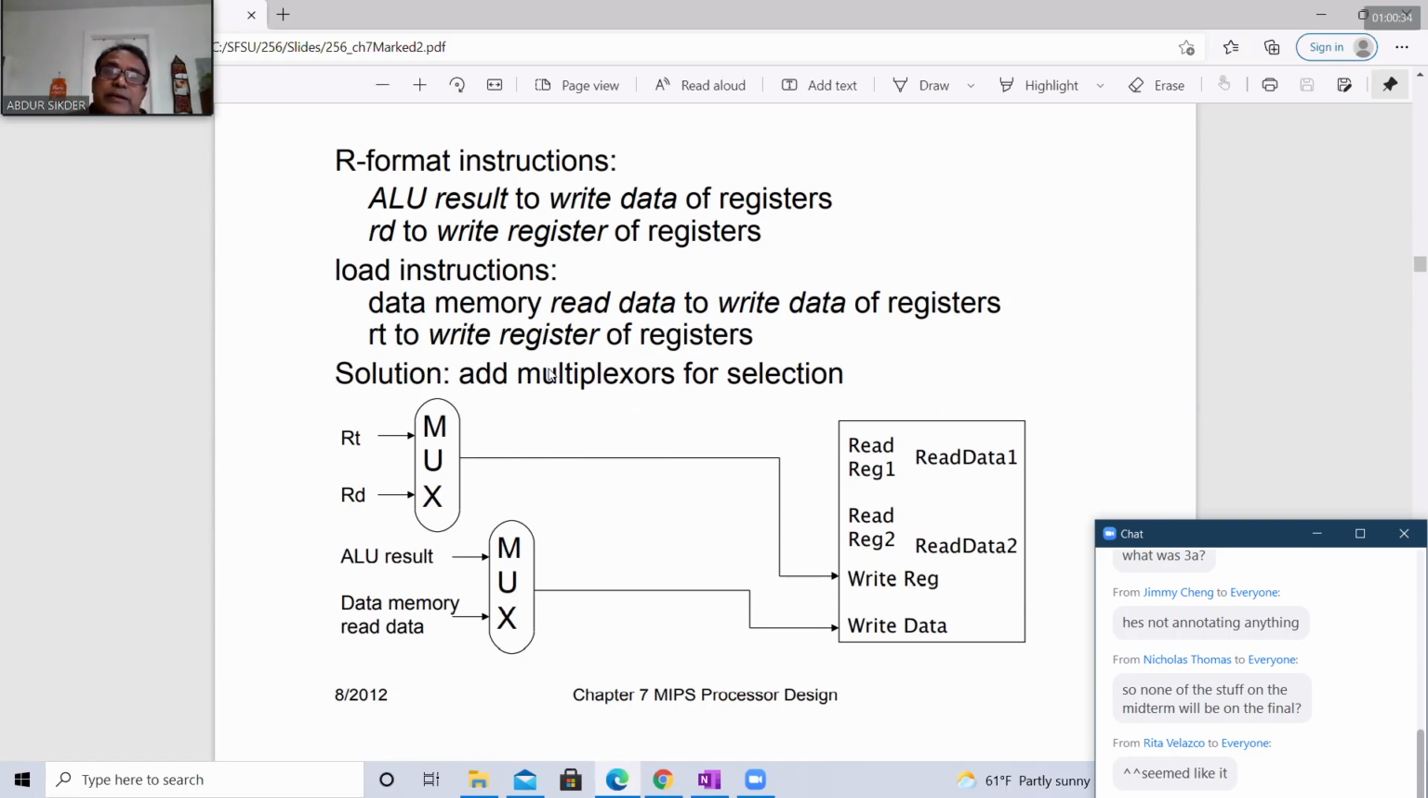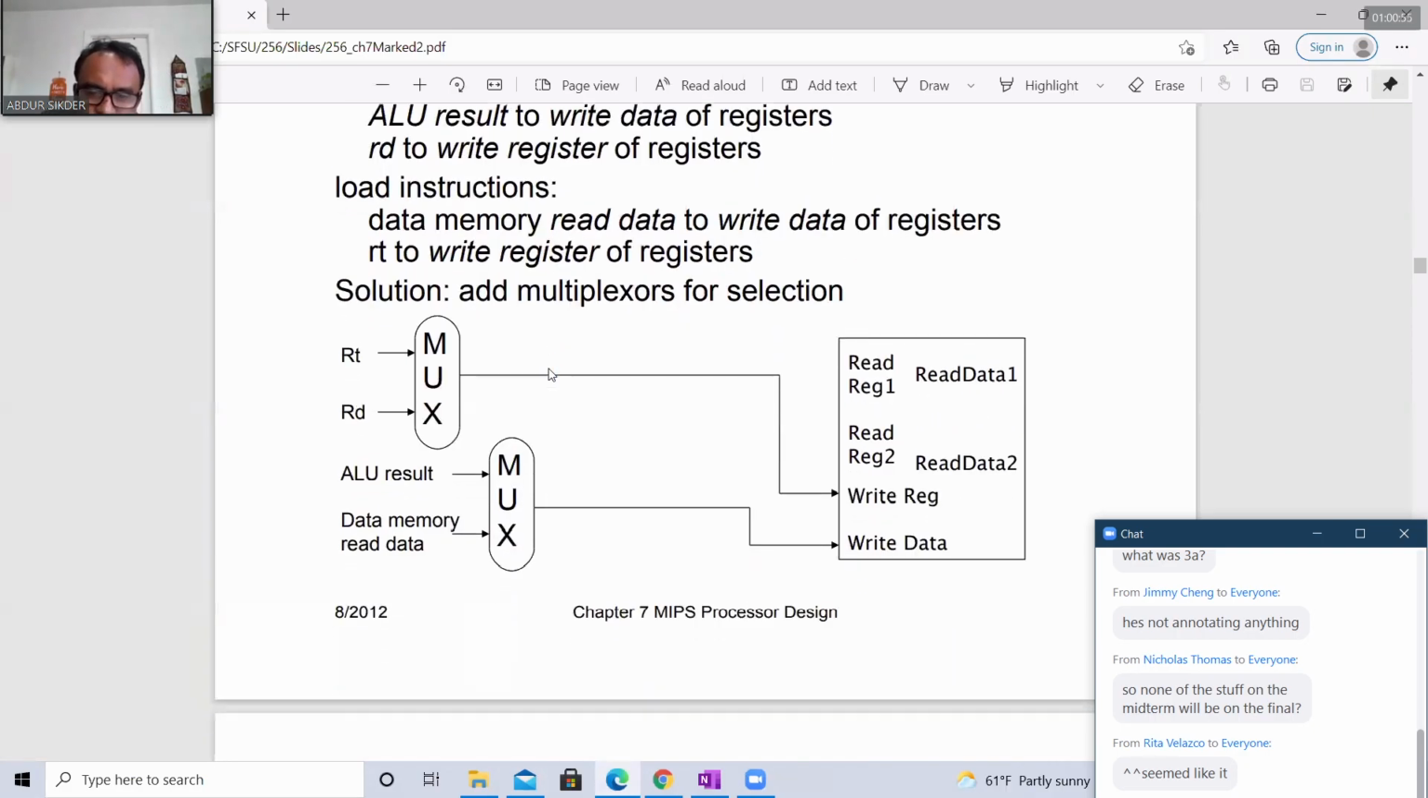ALU result to write data of registers, RD to write register of registers. Load instruction, data memory read data to write data of registers, and RT to write register of registers. Solution, add multiplexers for selection. So multiplexers to do this read and write stuff.